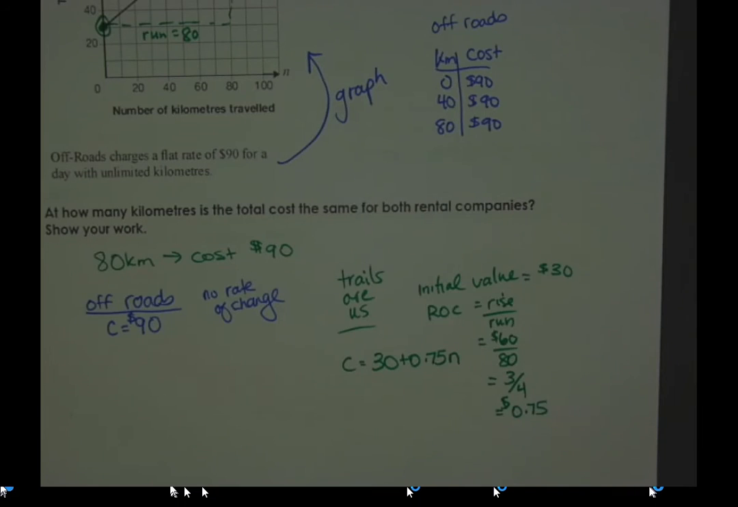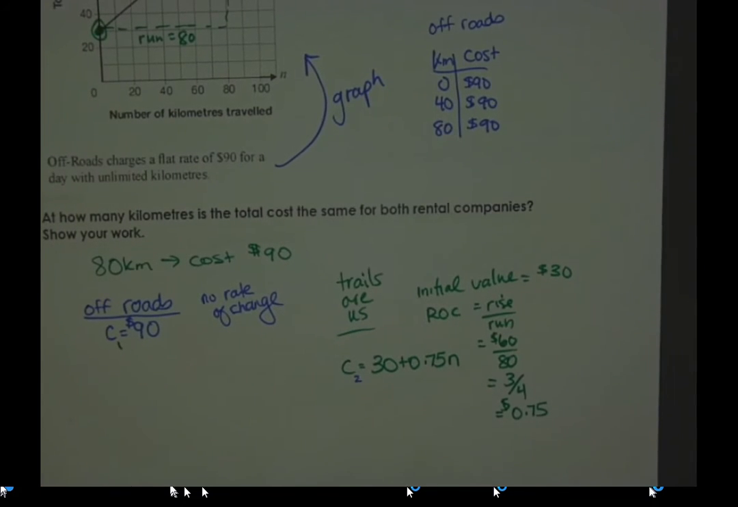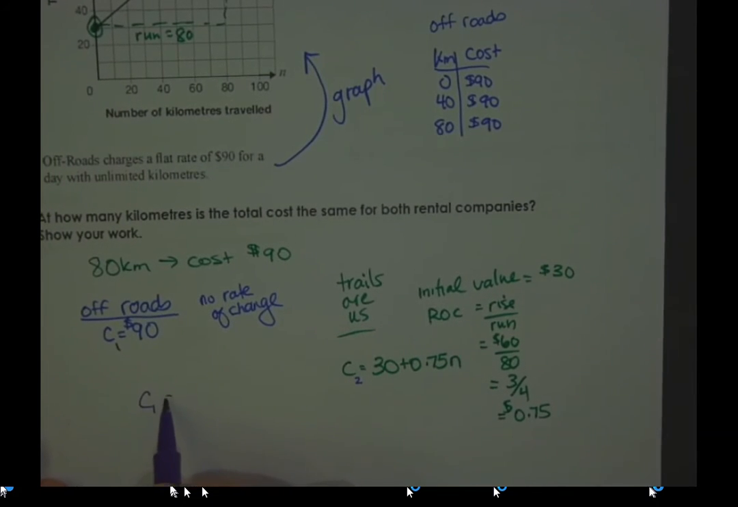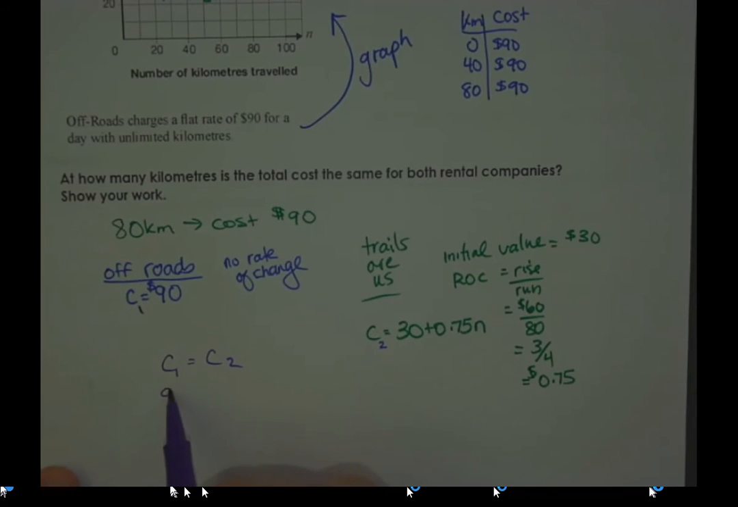And I want to show this to you because in grade 10, as you move on, you're going to be solving equations where you have 2 scenarios. Well, if the cost is the same, this cost here and this cost here have to be equal. So C1 must equal C2. And for those people that see this algebraically, I can sub that in. $90 equals 30 plus 75N.